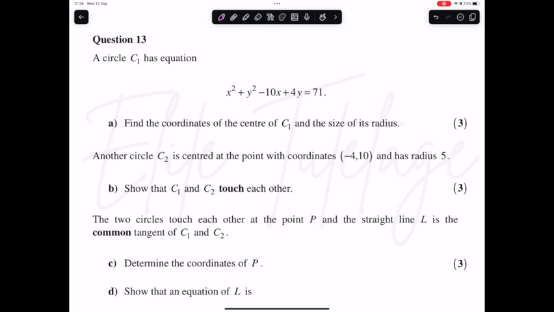Now in this final question, number 13, we've been given a circle C1, which has the equation like so, and we need to find the coordinates of the center and the radius. So that's really easy.